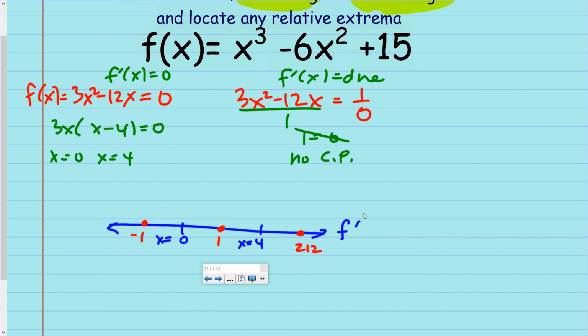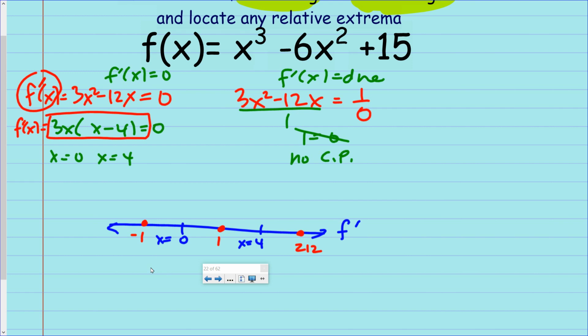Is everybody good? Now go to your f prime. Here's my f. Oops, I labeled it wrong. Sorry, here's my f prime. And guys, you can actually use this one. This one's actually easier, right? Isn't this the exact same thing as that? Yes. Okay, so go ahead and plug in negative 1. If I plug in negative 1, I just need to know positive or negative.